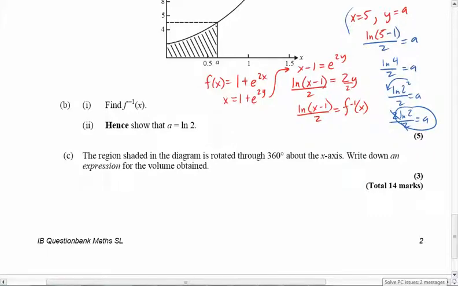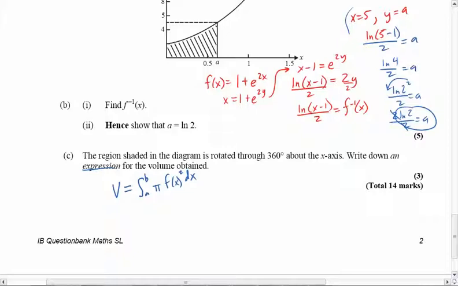All right, now it says the region shaded in the diagram is rotated through 360 degrees about the x-axis. Write down an expression for the volume obtained. So you don't even have to work it out. It just wants you to write it down. Okay, so we know the volume is equal to the integral from a to b of pi f of x squared dx. And so really all you have to do is put in the f of x and the a and b.